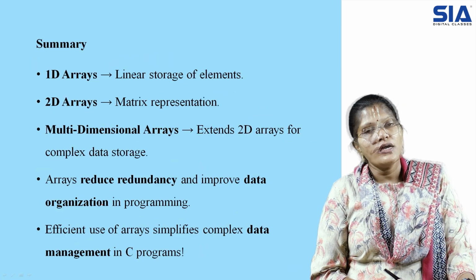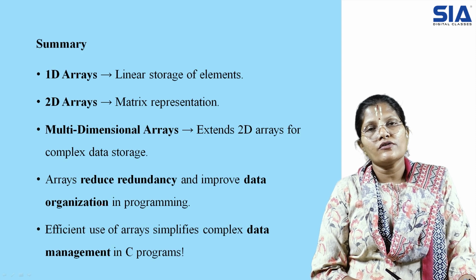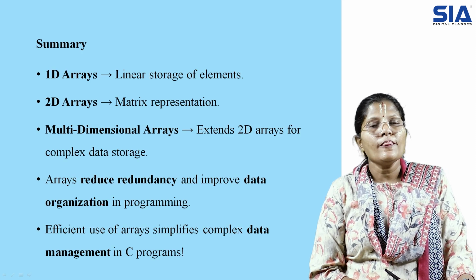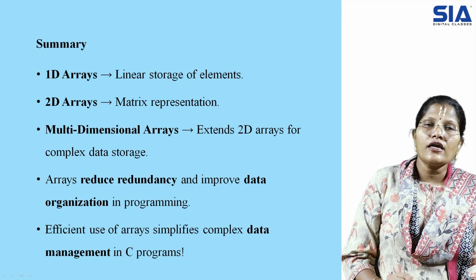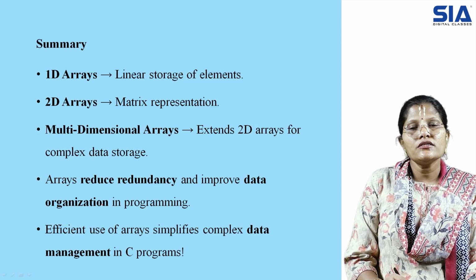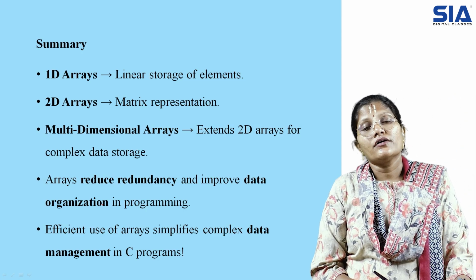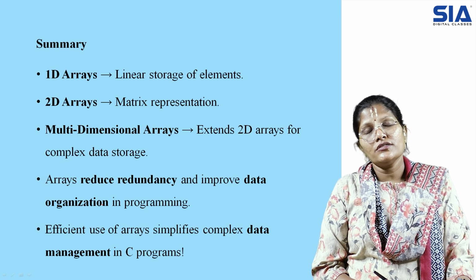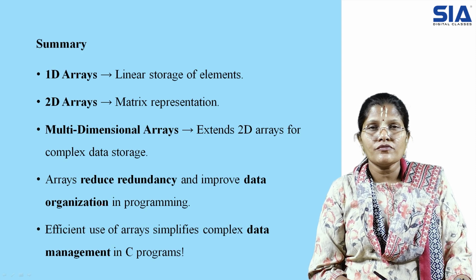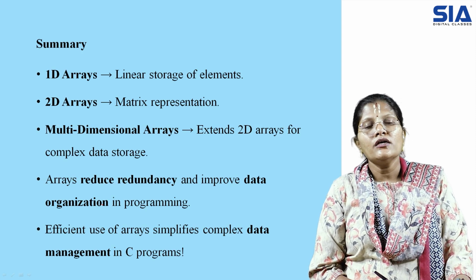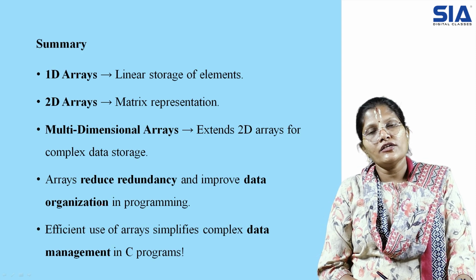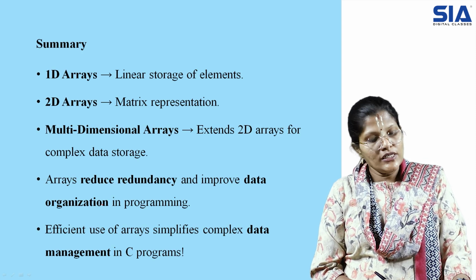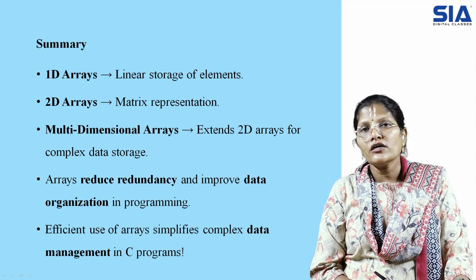If I could summarize all this: an array is a homogeneous collection of data which belongs to a similar family. There are different types of arrays, that is one-dimensional, two-dimensional and multi-dimensional. Arrays help in reducing the redundancy. At the same time, the organization of the data is more proper and flexible. It is easy and efficient to use, and we can manage the data very easily. So these are the summary points of arrays.